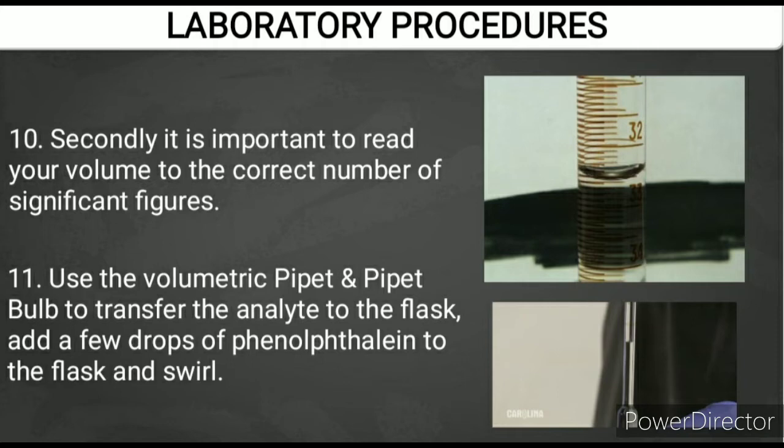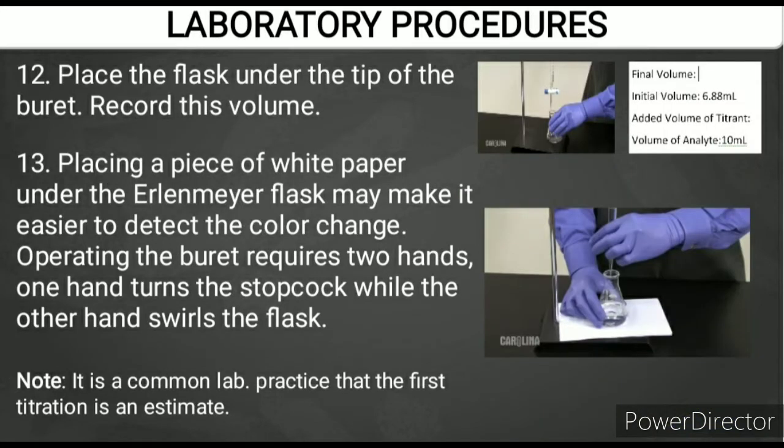Procedure number 10. Use the volumetric pipette and pipette bulb to transfer the analyte to the flask. Record the volume. 10 milliliters is the imaginary exact volume of analyte that is transferred to the flask. Add 2 to 3 drops of phenolphthalein to the flask and swirl.